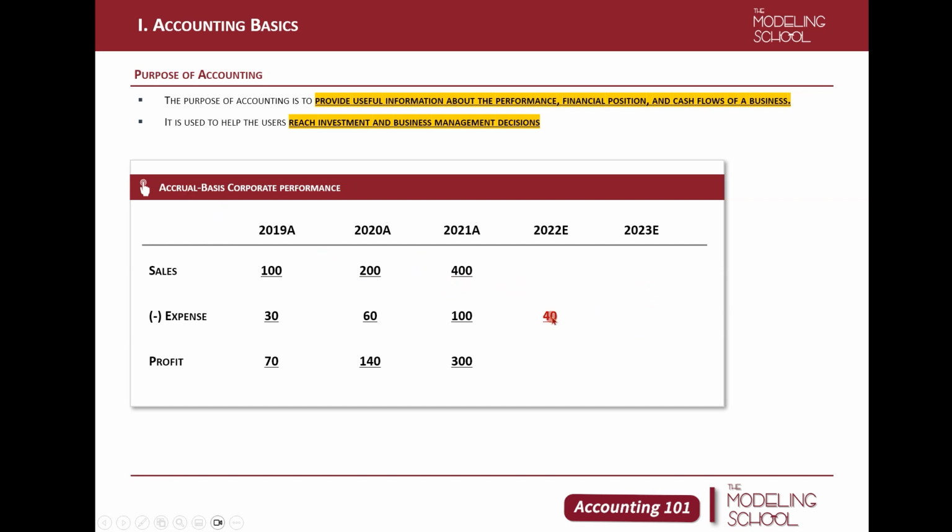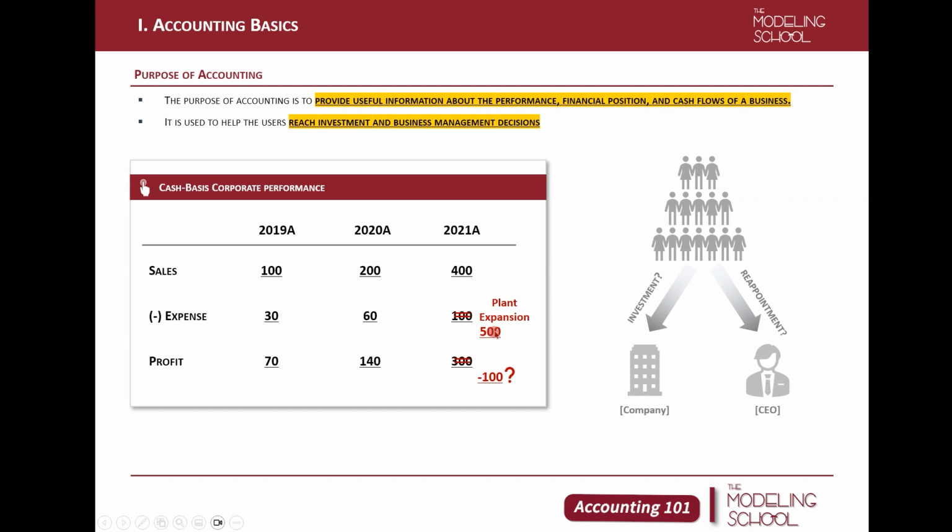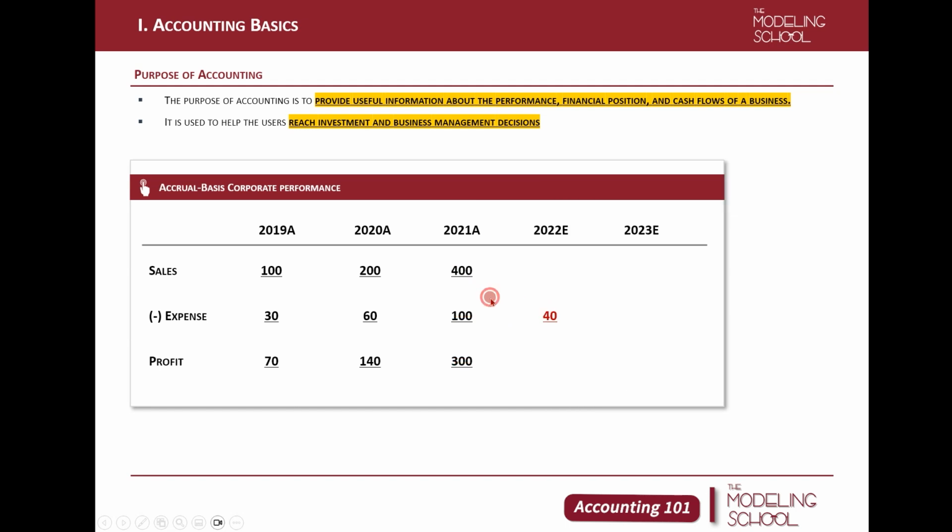So instead, to most accurately measure the company's performance, now we're doing an accrual basis corporate performance, where rather than just adding the $400 of capital expenditures to expenses, now we're splitting the $400 over 10 years. So the plant expansion of $400 is being split into 10 years of 40 individual expenses. If we compare the 2021 results, the results are completely different. Now they're making profit. Before, because of the plant expansion, they were making a loss.